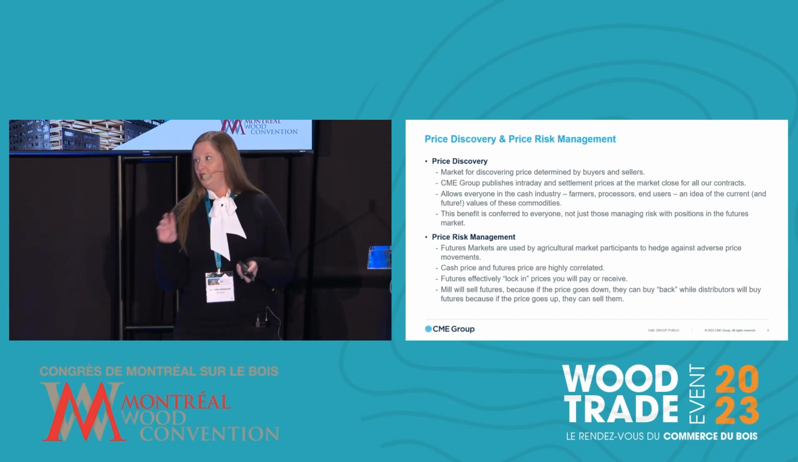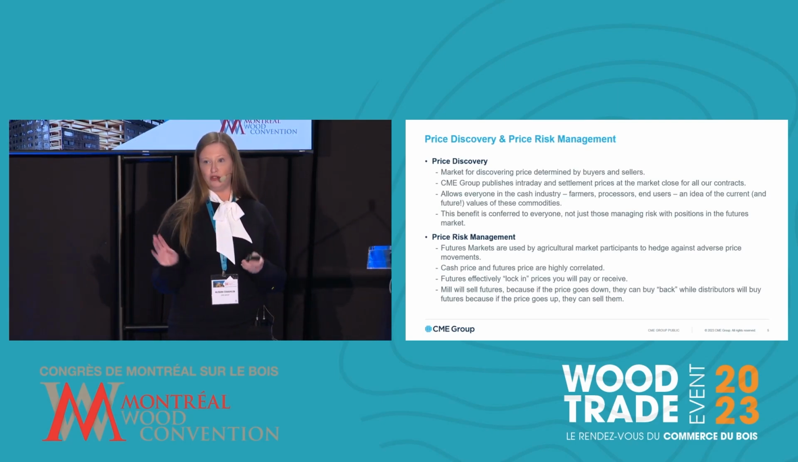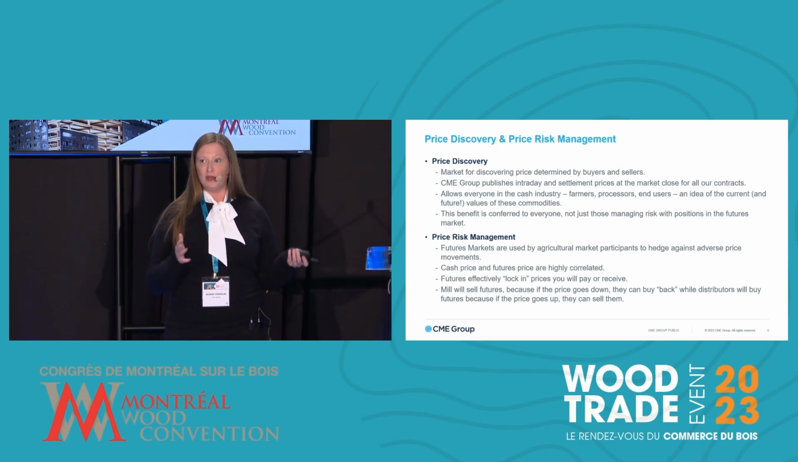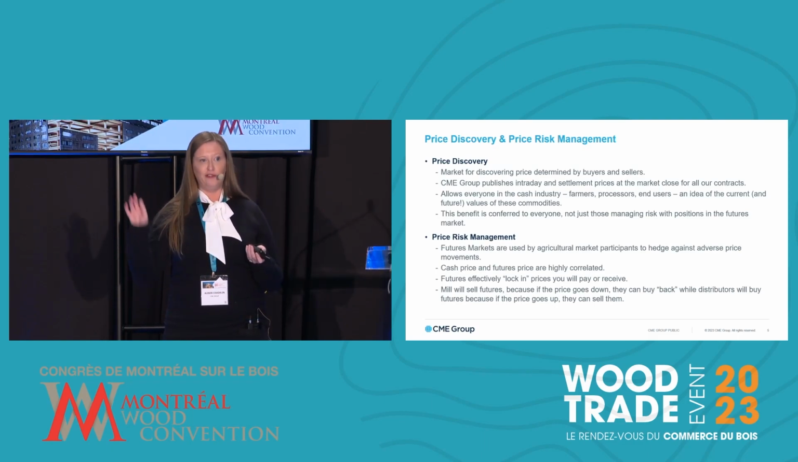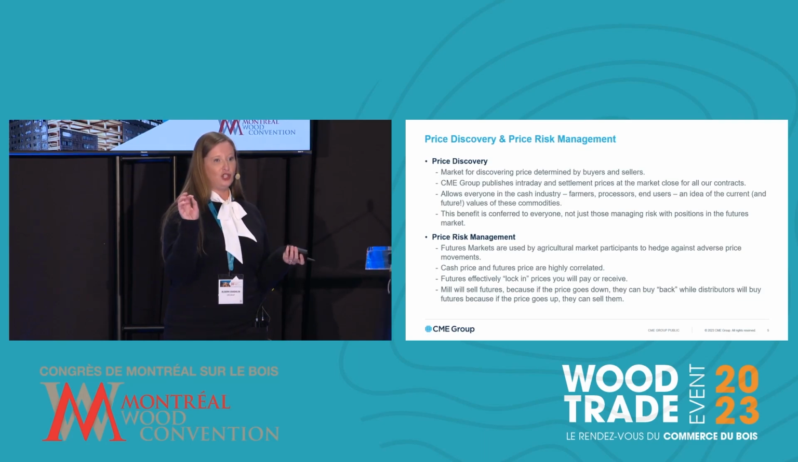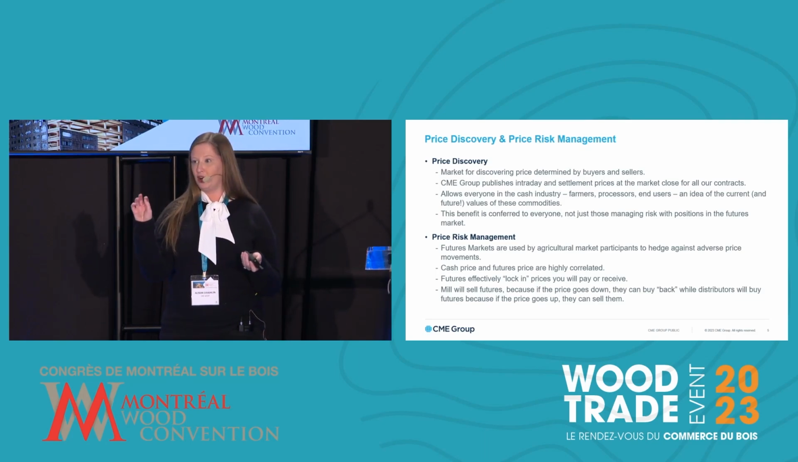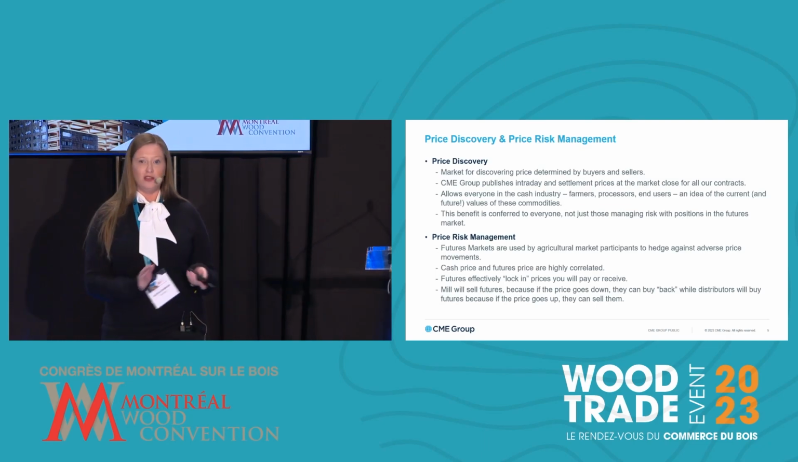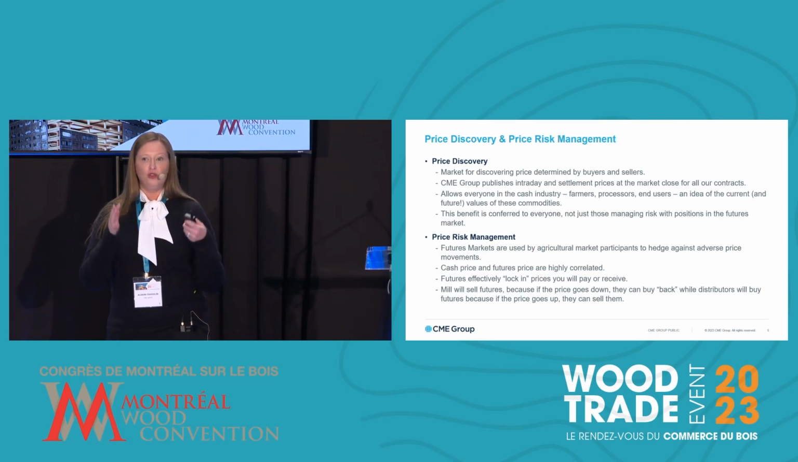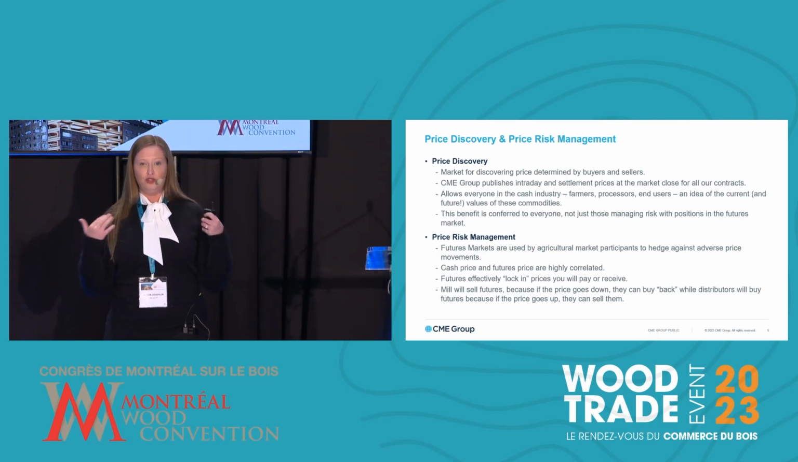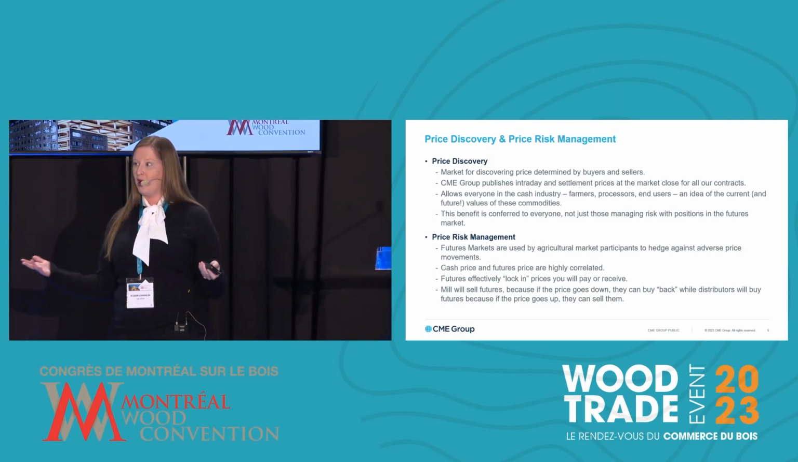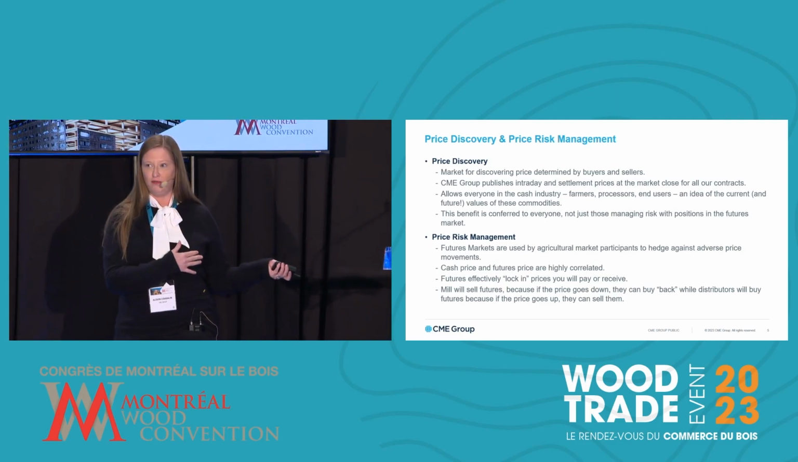The way this works is because cash and futures are, or should be, highly correlated, which means they don't always have to be the same price, but the price movements are reflective of each other. If there's an increase in the cash market, there's an increase in the futures market. Conversely, if there's a decrease in cash, there should be a decrease in futures. So because these markets are highly correlated, you can use the futures market to effectively lock in a price for a commodity and manage your cash exposure.